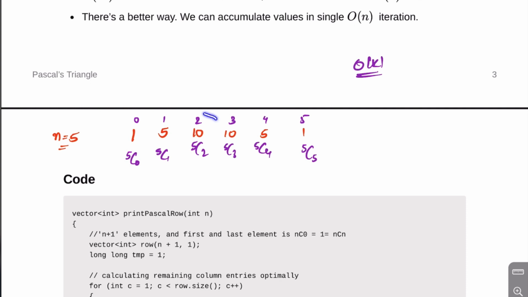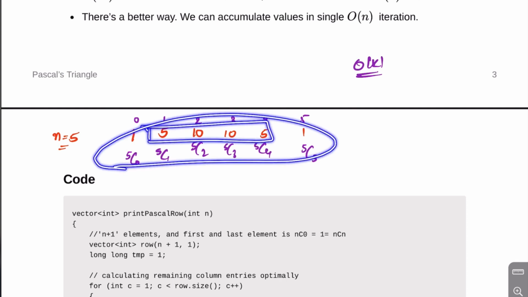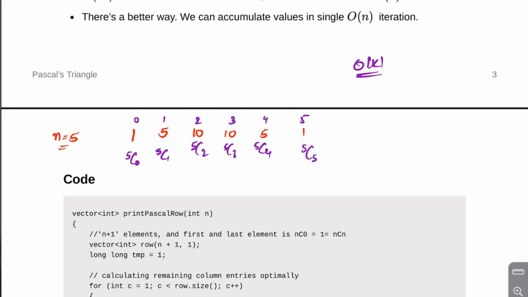So what I'm interested in is how I can calculate the values from the first entry till the n minus first entry, right? This total is n plus one, so two are gone, so I want to calculate n minus one entries. How can I calculate these n minus one entries? Let's see. Let me write down what each of them means.